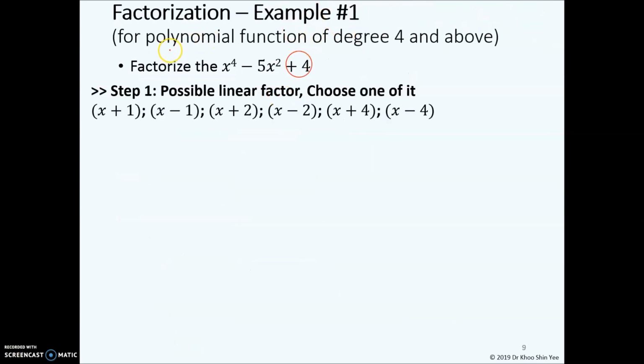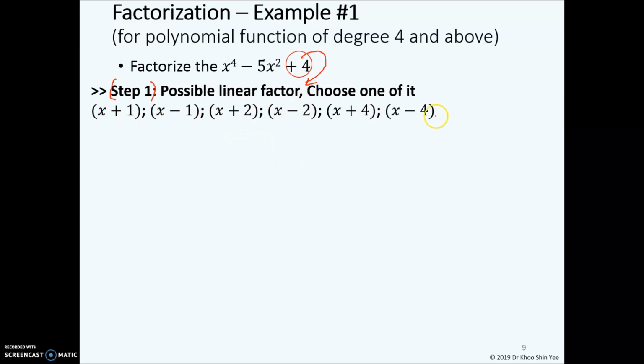To solve a polynomial function of degree 4 and above, for the first step, you have to find out what the possible linear factors are. So we look at the last constant here, 4. Choose the linear factor from this constant.